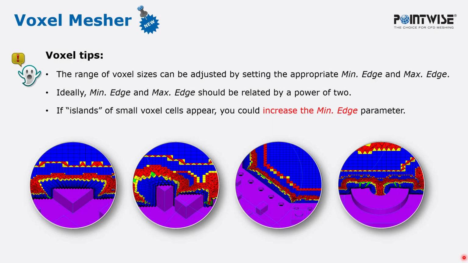A few voxel tips I want to give you before we wrap it up. The first one is that the range of voxel sizes can be adjusted by setting the appropriate min edge and max edge parameters, and of course you already know where to find those. Ideally, the min edge and max edge parameters should be related by a power of 2. Last but not least, if you actually have islands of small voxel cells in your block and you don't want those, you could increase the min edge parameter to try to get rid of them.